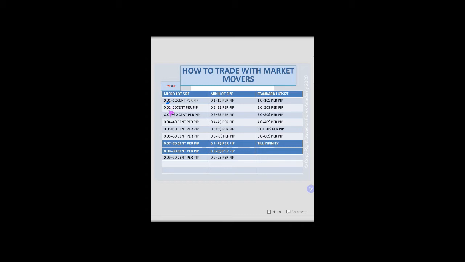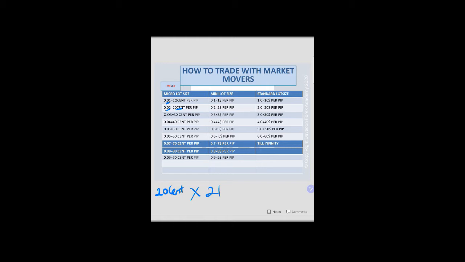Now this 0.02 is the same. Say I'm making 21 pips and I use 0.02. 0.02 simply means 20 cents per pip. All right, 20 cents per pip. So 20 cents times, I'm trying to make 21, right? 20 cents times 21. We're going to get what?